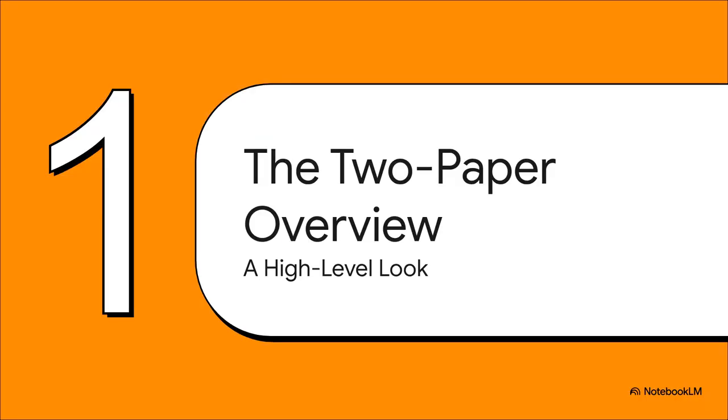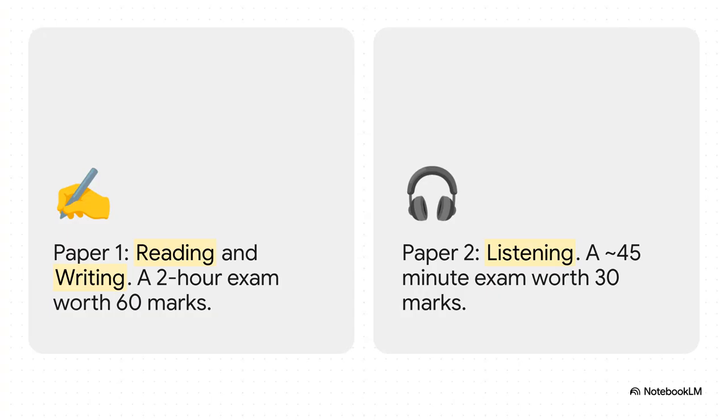The fundamentals. Your whole IGCSE Urdu grade really just boils down to two papers. And honestly, understanding how these two fit together is the absolute first step to creating a smart study plan. So here are the two players. First up, you've got paper 1. This is the reading and writing paper. It's a 2-hour exam, and it's worth 60 marks.